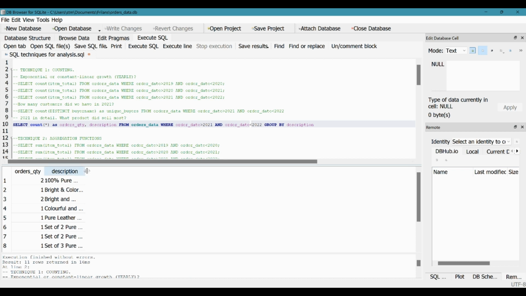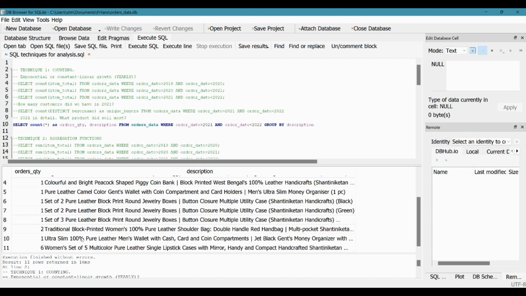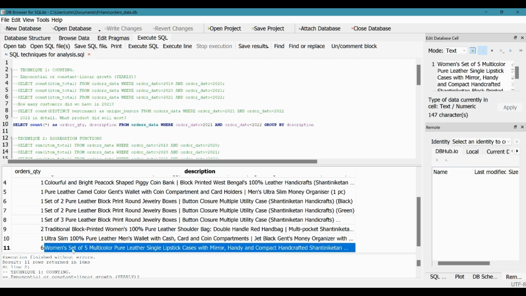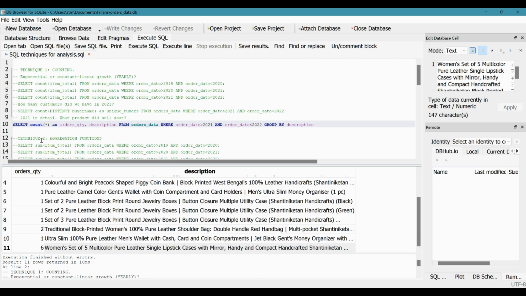So as I was speaking, this gives me the amount of orders per product. So I can see that some products like this women's set of 5 multicolor pull leather has been selling very good, and other products don't have the same good result. Of course, if the product is cheaper or more expensive, it also is important, and when did it sell and where. So just the amount of the products doesn't say everything about where I have to change my marketing or things like this.